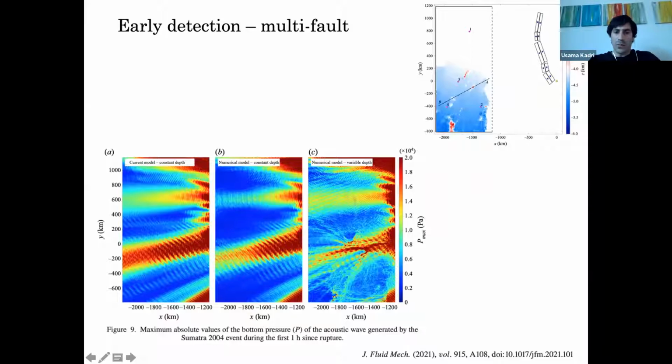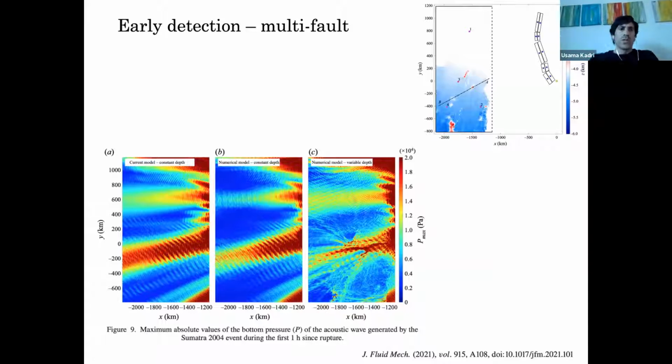And with the variable depth, you start seeing some reverberation effects, but that's not really important if you're looking at the very first arrivals, because the reverberation effect becomes more distortive when you have longer time and so on. So if you're interested in the early tsunami warning system, you really want to take the first parts of the signature in order to analyze the system.